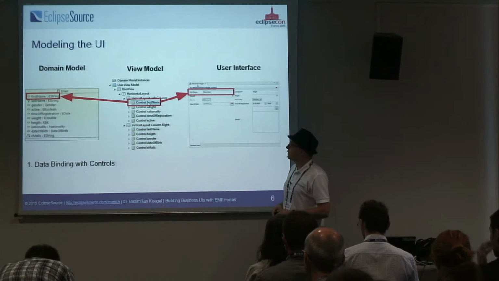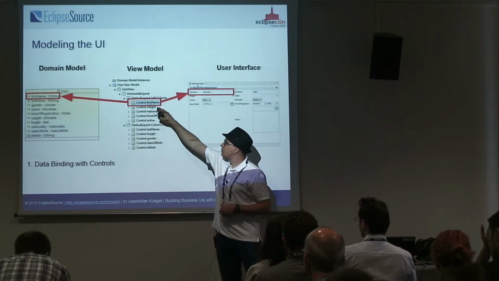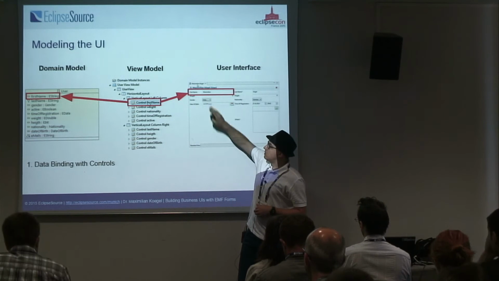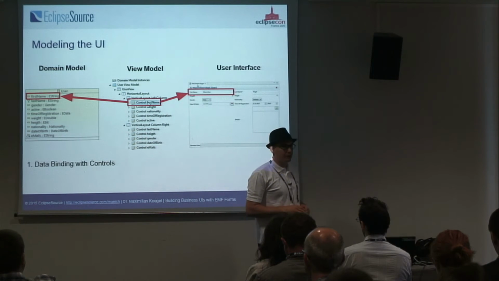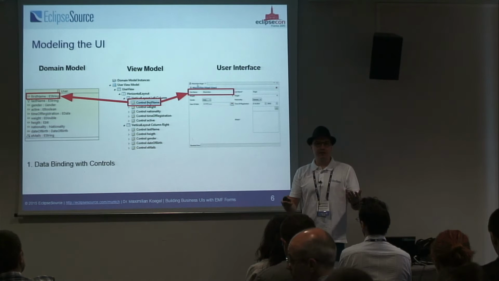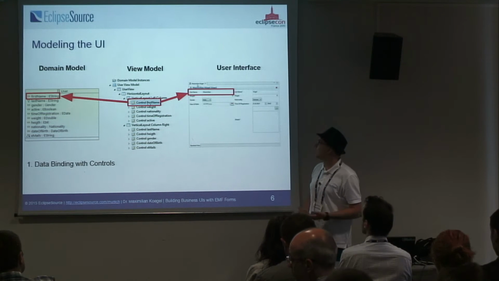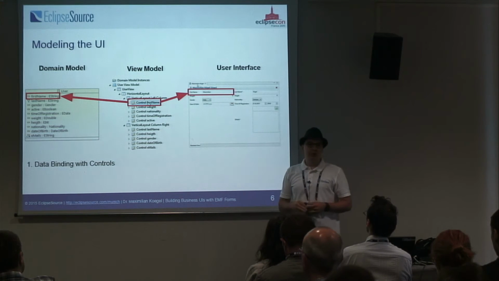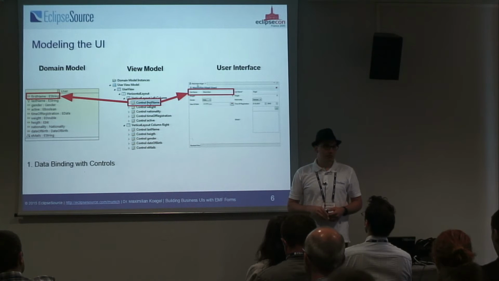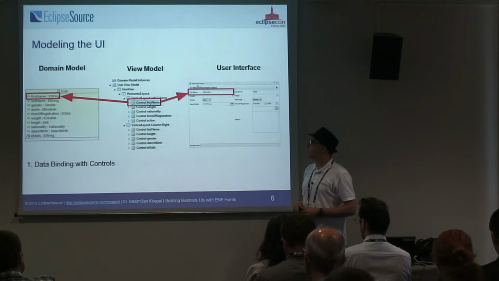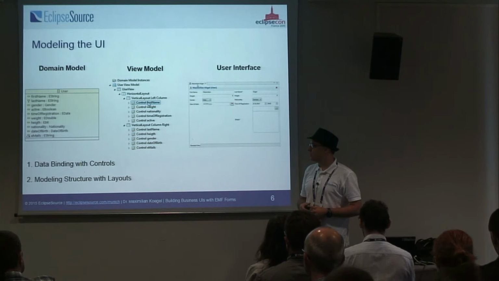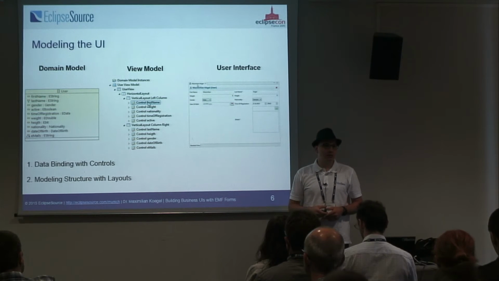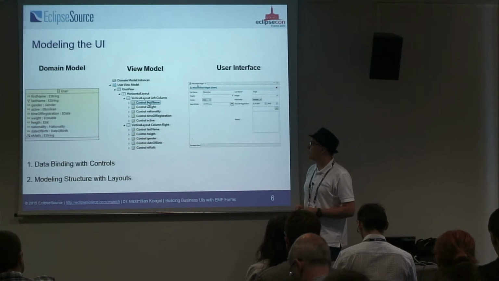So what you do in the view model is to say, I want a control at this location in the UI, and I want it to bind to the first name of the user. So whenever there's an instance of the user I display the form for, this field will display the first name property of that user object. So that's data binding with controls. And the second thing you will need is to be able to model some structure. And we do that with layouts.